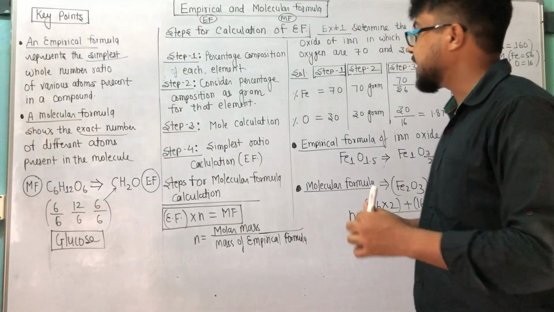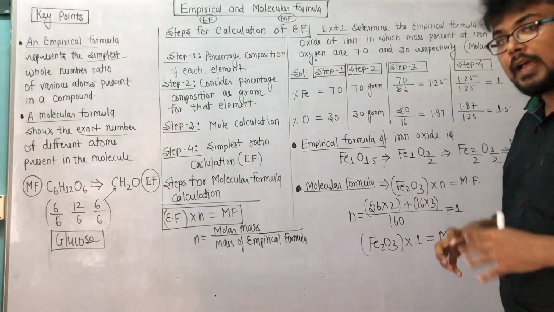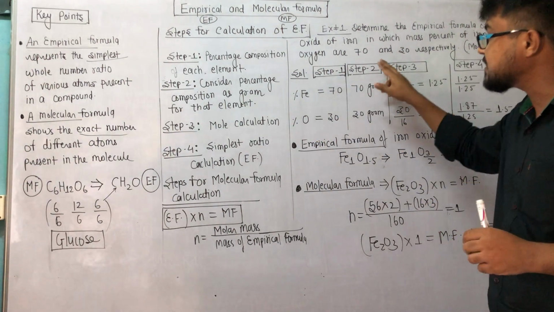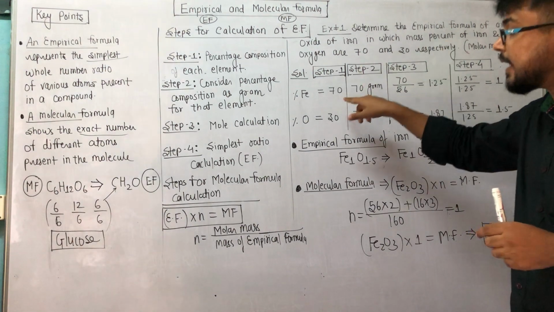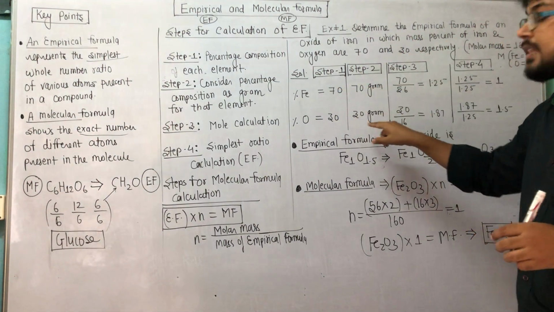See here, once again I am repeating. Step 1, I took the mass percent of every element. Here Fe is 70 and oxygen is 30. Next is step 2. Step 2 is nothing but I have to consider this mass percent as gram. So it will be 70 gram and 30 gram.